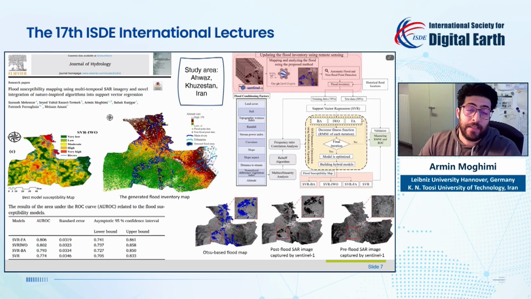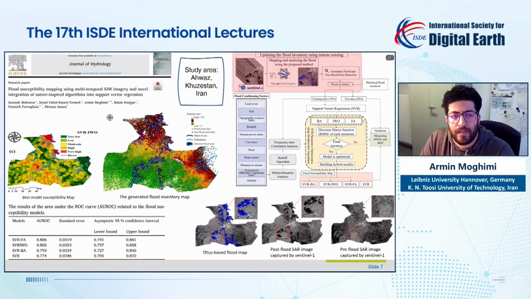For example, the first example comes from Ahvaz city in Iran, where the thresholding-based method that I previously explained was used to generate the flood inventory. This was the first try in generating a flood inventory based on remote sensing images. In this model, Sentinel-1 SAR images from a single large flood event, comparing pre- and post-flood images, were processed in Google Earth Engine, and thresholding was applied to extract the flooded area.